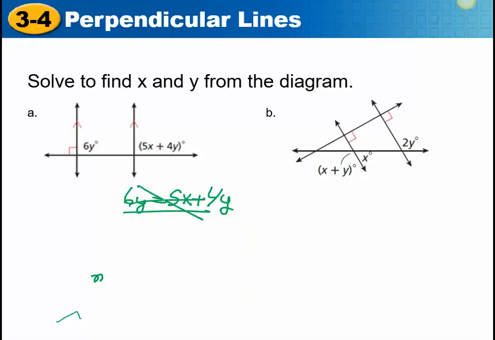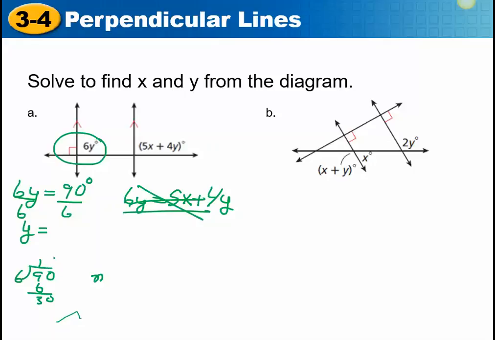So instead of doing that, start right here. If these lines are perpendicular, then we know the measure of 6y must be 90 degrees. So start with the simplest thing that you can find. Then 90 divided by 6 is 15. So y is equal to 15.